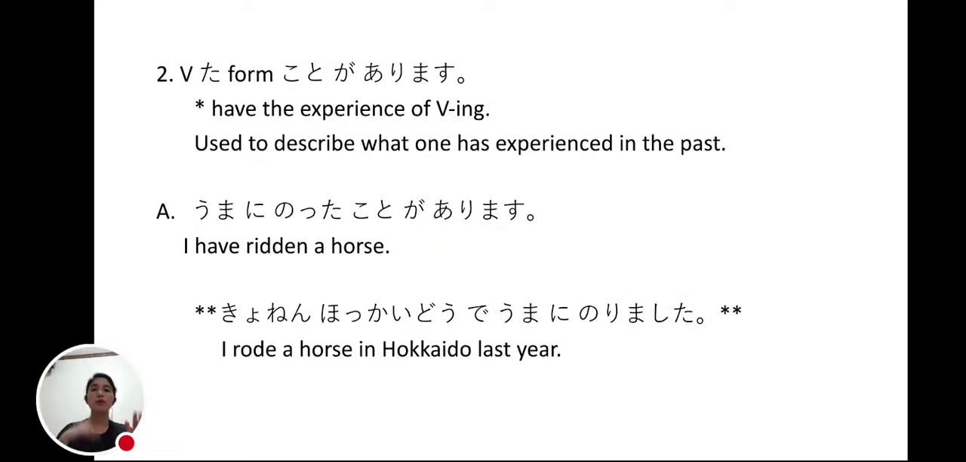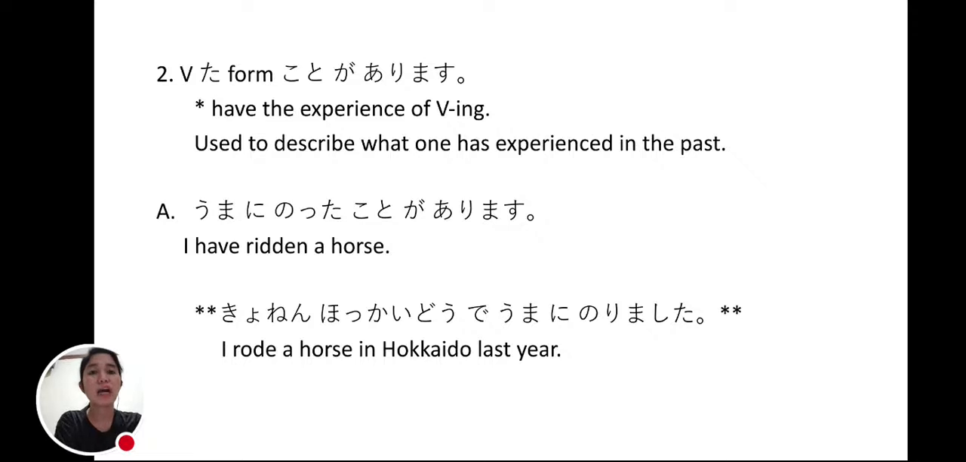Okay, because the ta form will be used in these phrases, in this sentence pattern. So our first sentence pattern is this one: verb ta koto ga arimasu. Please remember, minasan. So we have a verb in here, no? Verb, koto ga arimasu. So the form of the verb is in ta. Verb ta.